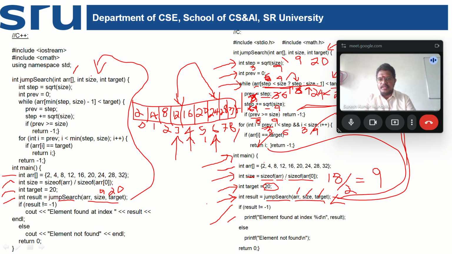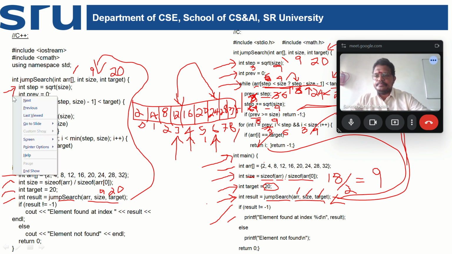Size will be stored with 9. The target will be stored with 20. They will enter into the jump function with the step. Please concentrate to understand these steps. These are the most important steps we are having.